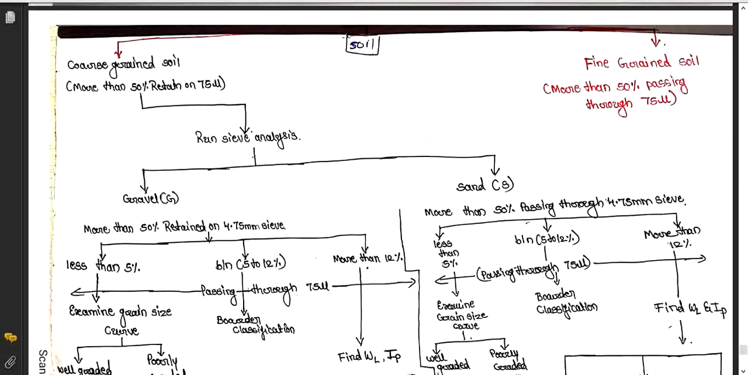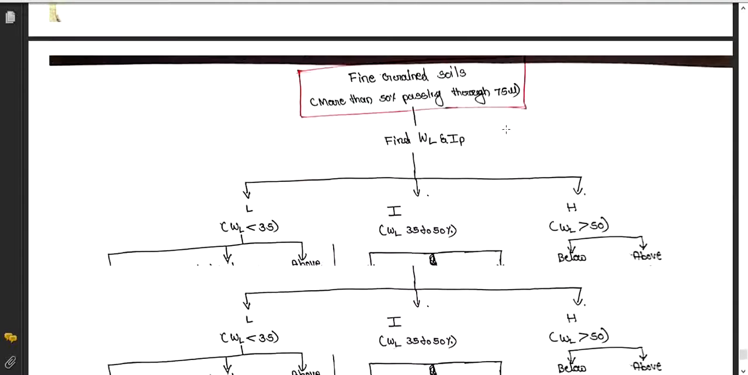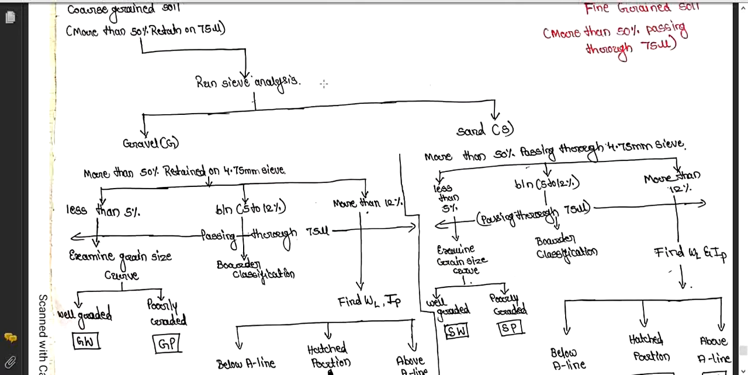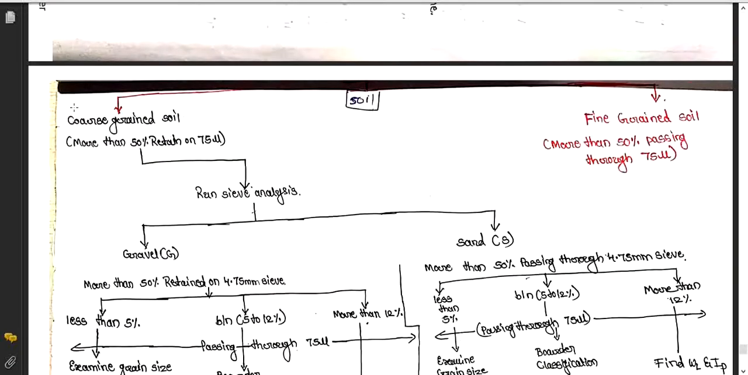So you can see soil is present. Soil can be classified in two classes, that is fine grained soil and coarse grained soil. If the soil is coarse grained soil, we have to follow this tree diagram. If the soil is fine grained soil, I have drawn another tree diagram below. First we are going to see case number 1, when the soil is coarse grained soil.